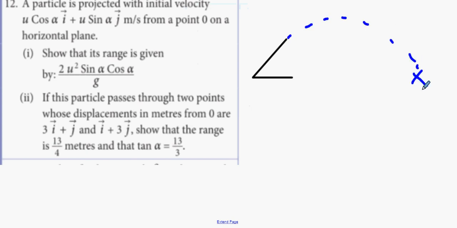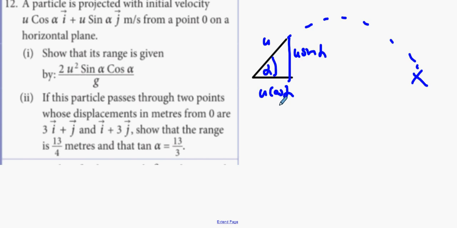All right. We're going to call it angle alpha for the initial speed, u here, and then that will make this u sine alpha, and this one here u cos alpha. Cool with that? U sine alpha and u cos alpha.